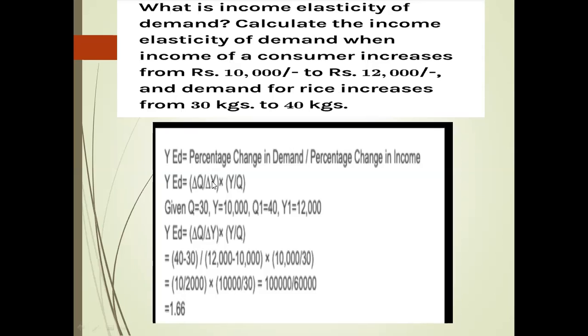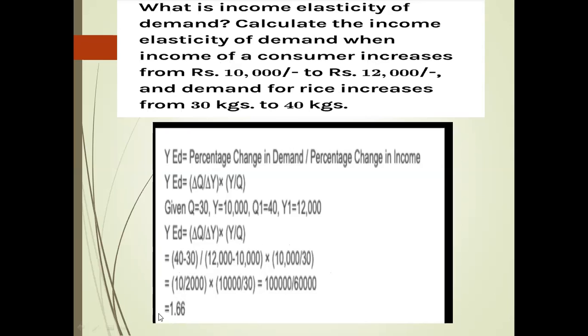And the change in income also you can calculate. The new income is 12,000, earlier it was 10,000, so the change in income will be 12,000 minus 10,000, which is 2,000. The initial income is 10,000 and the initial demand was 30. So put all these values in the formula: 40 minus 30 over 12,000 minus 10,000 into 10,000 over 30. You solve this and you will get 1.66.